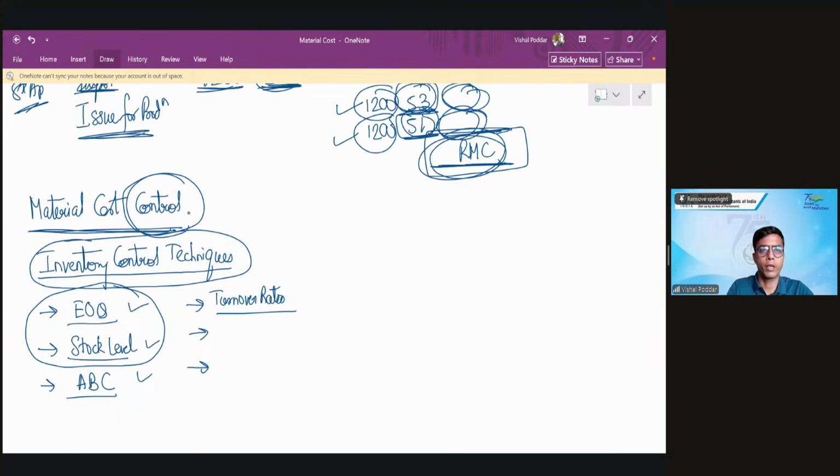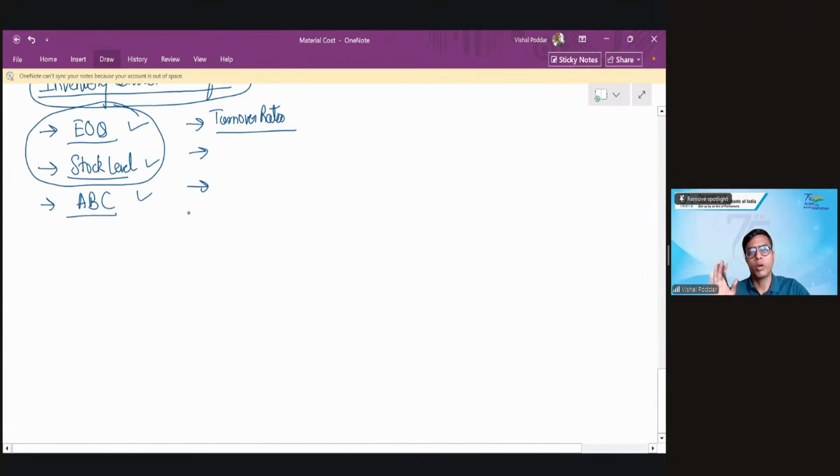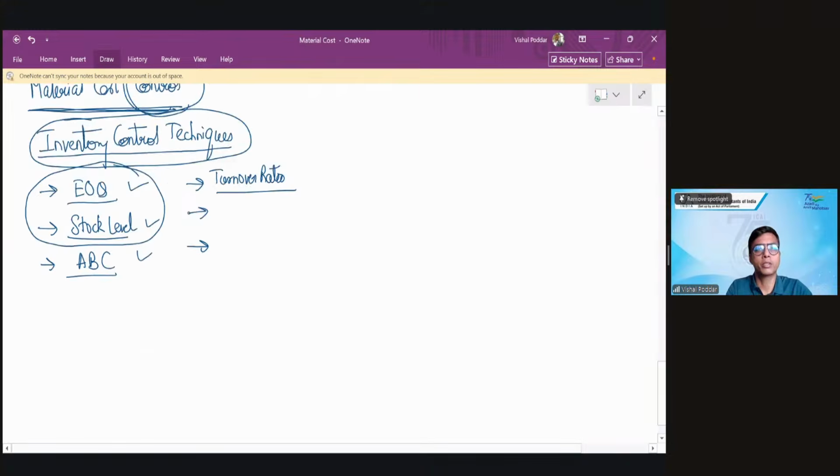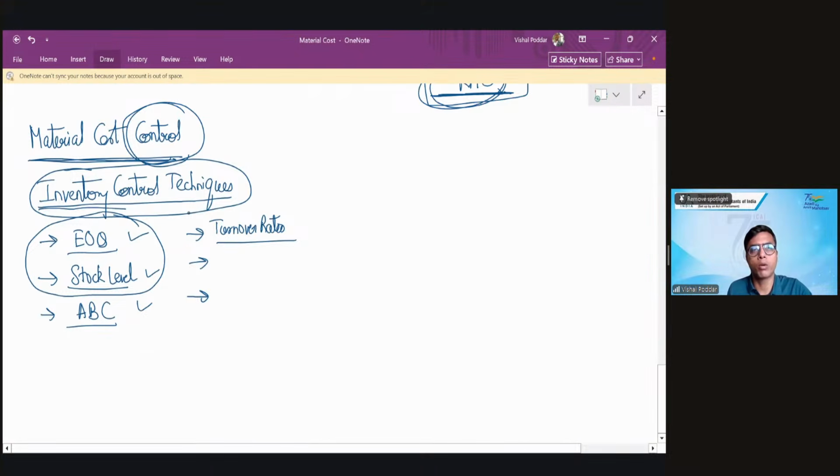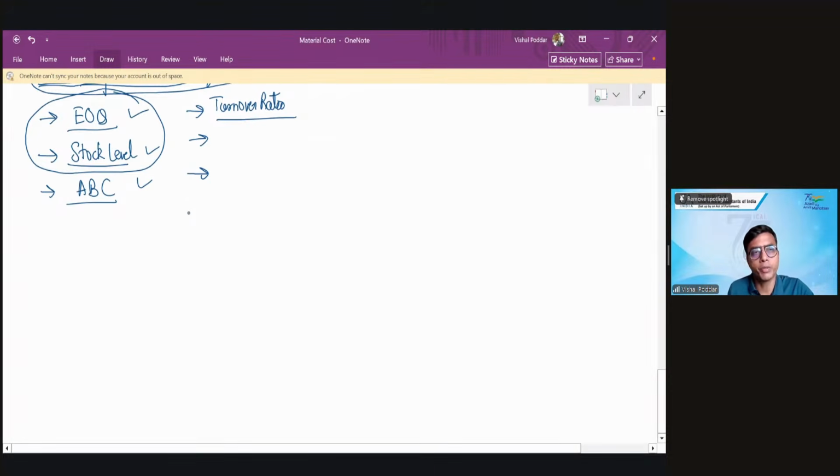Now, remember that what we are going to study now is the controlling part of material. And for controlling, what we are studying is the inventory control techniques. And in inventory control techniques, the first technique which we are starting now is the EOQ technique. The full form is economic order quantity.